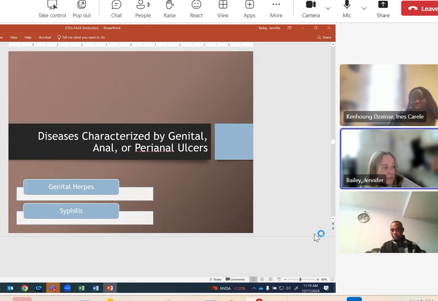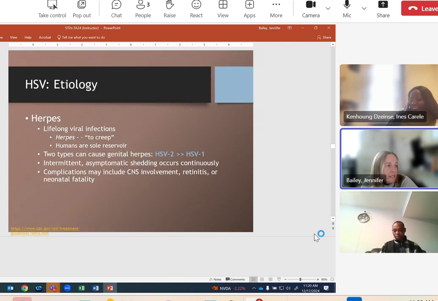Okay, and then lastly, were the two that are usually characterized by ulcers or sores or lesions. And those were herpes and syphilis. So herpes, we've talked about a couple of times throughout ID. Herpes are lifelong infections. You can't cure them.